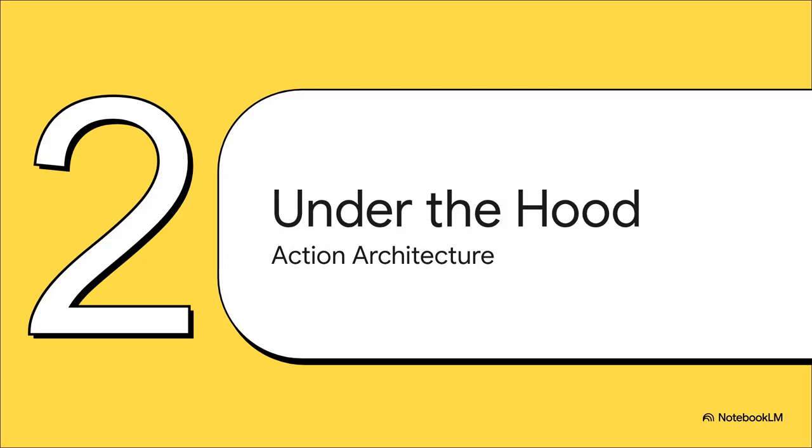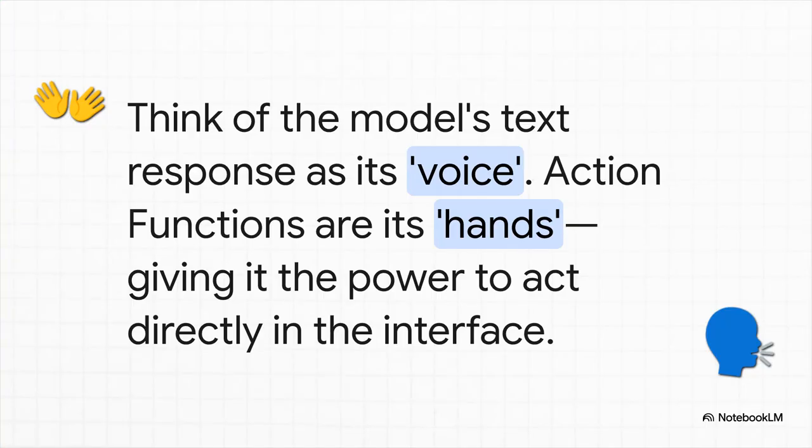Okay, now that we see what's possible, let's dig into our next section and take a quick look at how this all works. And don't worry, we're not going to get lost in the weeds here. We'll just focus on the big ideas. The best way to think about this is with that analogy from the start. The model's text response, that's its voice. It can talk to you. But action functions, those are its hands. They give the model the power to reach out and actually do things right there in the user interface.